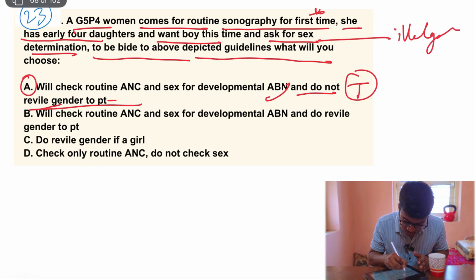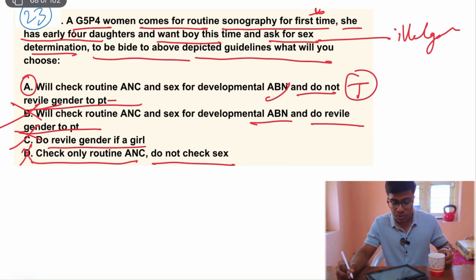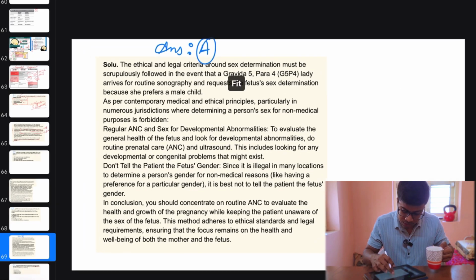Will check routine ANC and sex abnormality, do reveal gender of patient. No, wrong. Do reveal gender, no. If girl, no. Check only routine ANC, do not check the sex. No, we have to check the sex because some genetic diseases are common in males, so we should see whether the fetus is female or male, and then we can rule out other diagnoses also. That's very important. So this is the answer. Now this is the explanation.